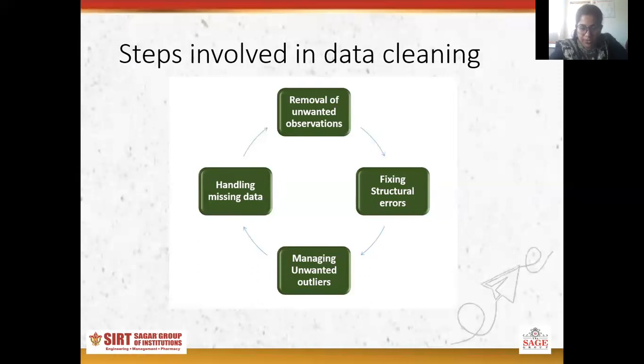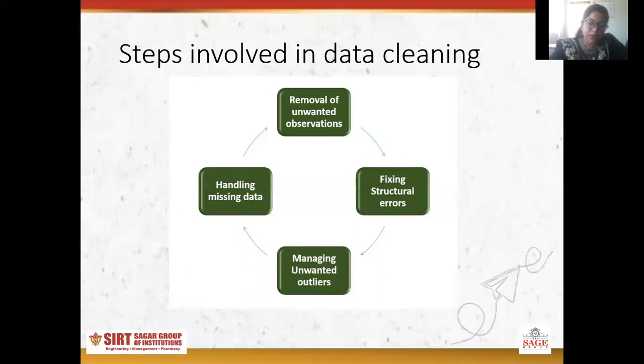Second, fixing structural errors, both syntactical and semantical errors; we need to fix those. Third, managing unwanted outliers. Outliers means, if the data is expected to be in the range between 1 to 20 and you have a value of 100, then 100 will be considered an outlier. We need to deal with such outliers in order to get accurate output. And the last one is handling missing data.